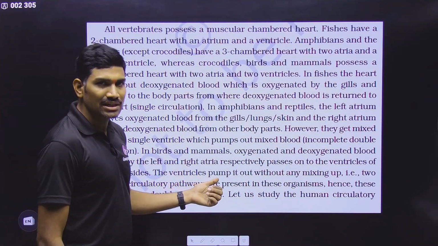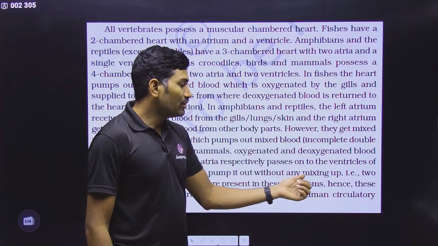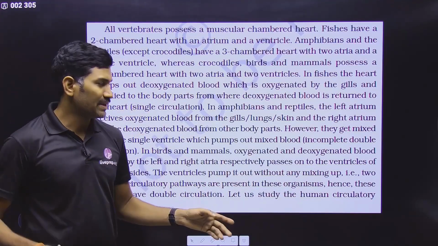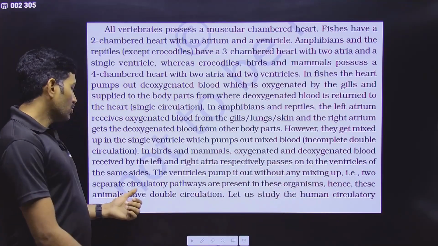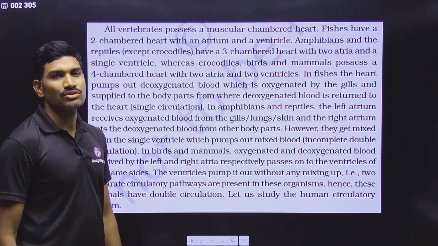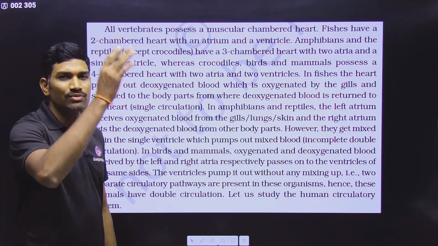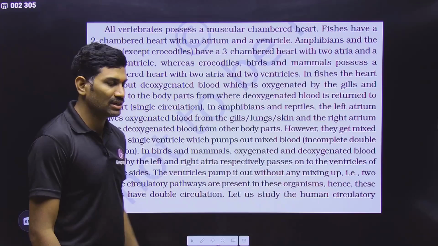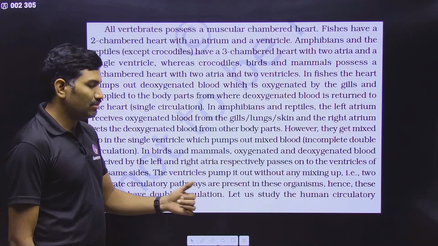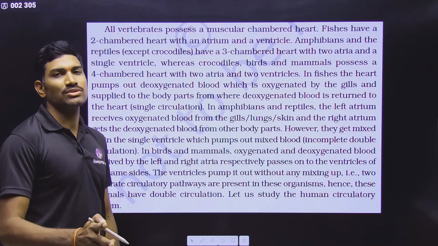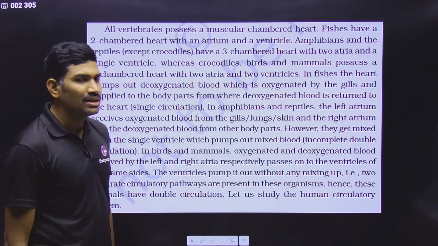Next one, the ventricles pump it out without any mixing up. Within the ventricles, blood is not mixed because they are completely separated. That is, two separate circulatory pathways are present in these organisms, one for deoxygenated and one for oxygenated blood. Hence, these animals have double circulation. That means blood passes through the heart two times before reaching the tissues.